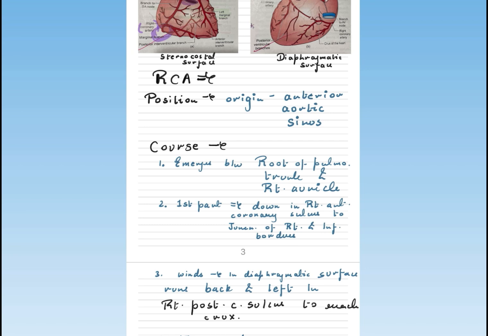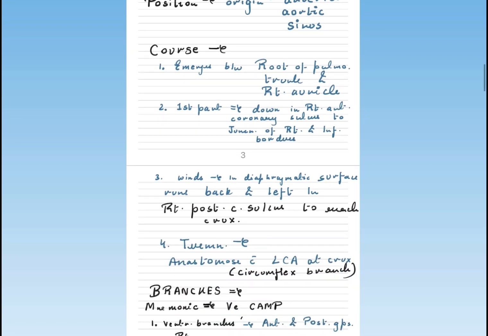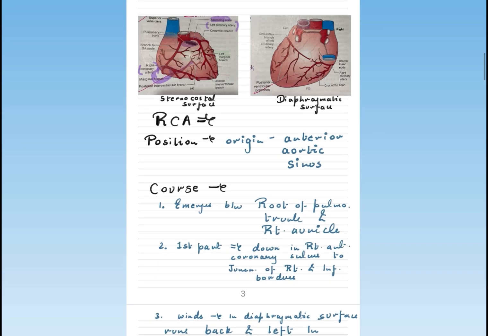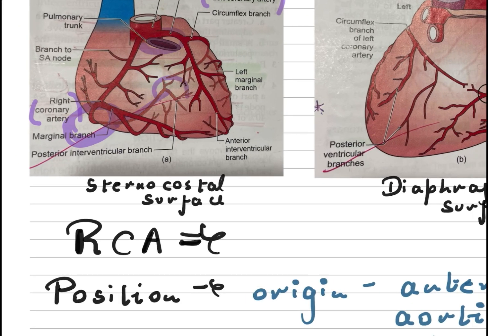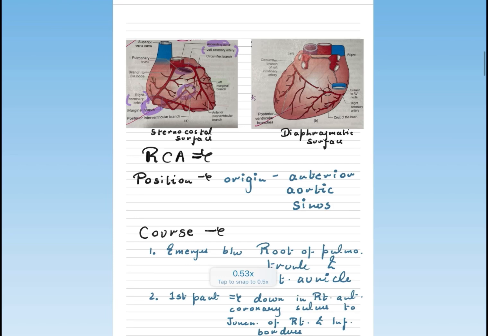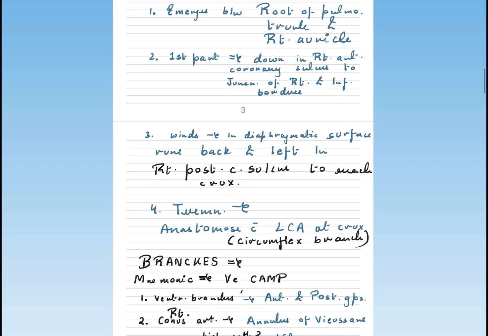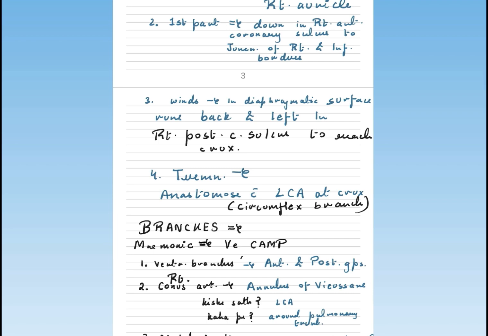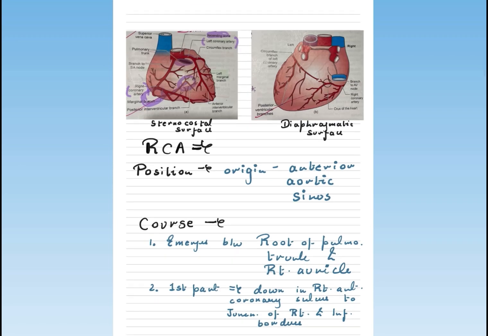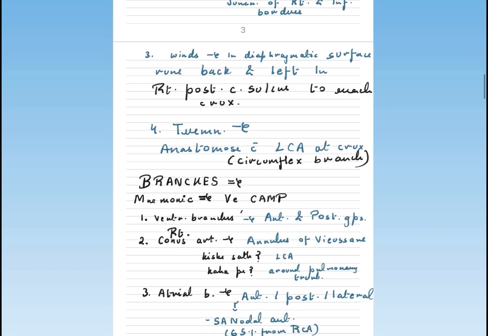It runs back and towards the left in the right posterior coronary sulcus to reach the crux of the heart. So this area is the crux of the heart. Then the termination. How does it terminate? It anastomoses with the left coronary artery at the crux. And which branch of the left coronary artery does it anastomose to? It is the circumflex branch of the left coronary artery that anastomoses with the right coronary artery at the crux.